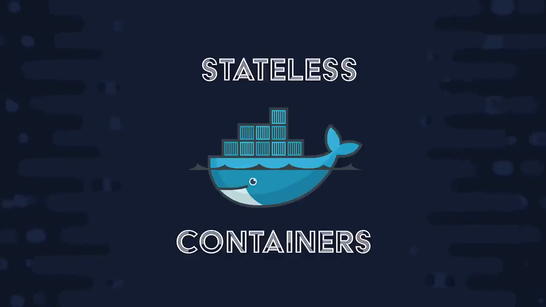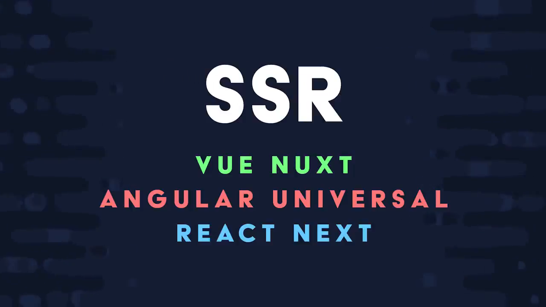Now let's take a look at a few things that you might want to start using Cloud Run for. The first thing is server-side rendering JavaScript applications. I'm going to show you how to do this with Nuxt.js and Vue, but the same principles apply to Angular Universal or Next.js with React.